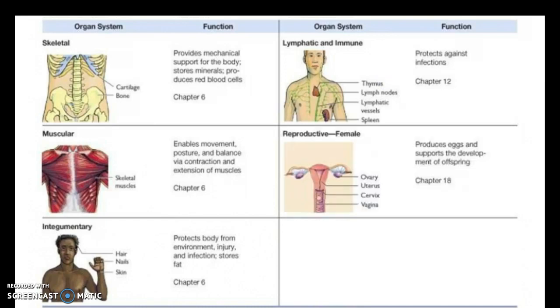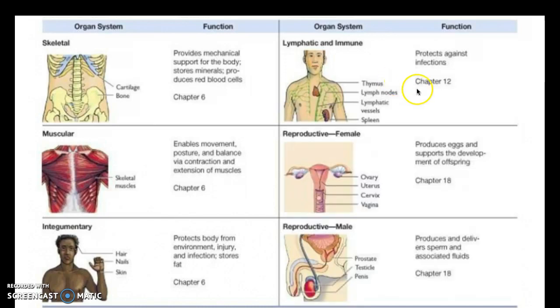Then we have the reproductive organs. For male and female, the major function for the female reproductive system is to produce eggs and support the life of a child, a fetus, an embryo. And then the male produces and delivers sperm and other fluids. So you can see some of the organs here: ovaries, cervix, prostate, testicle.